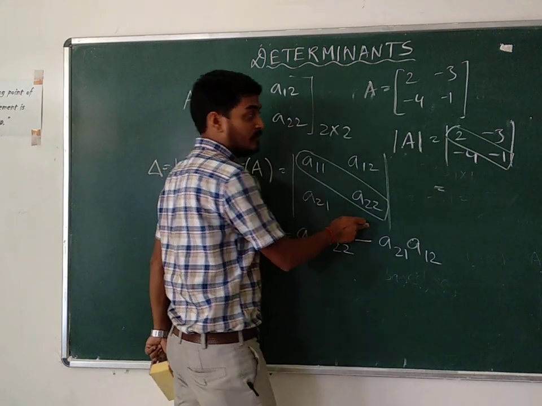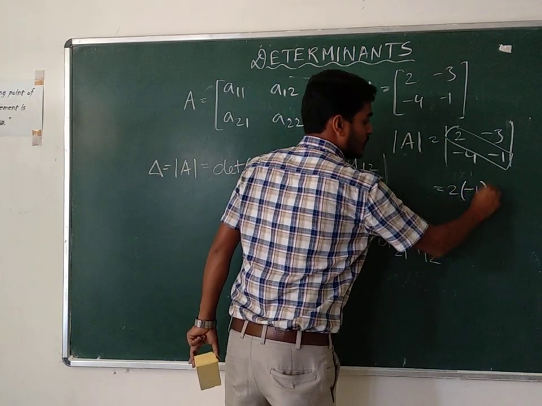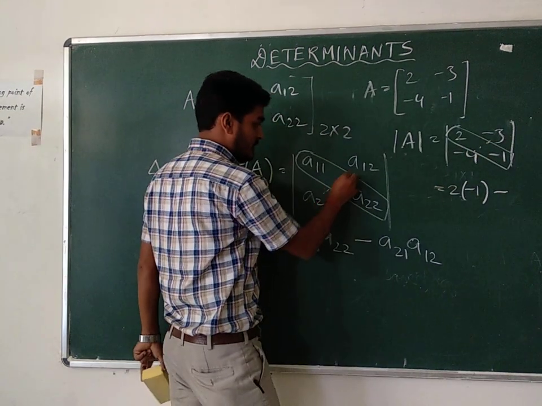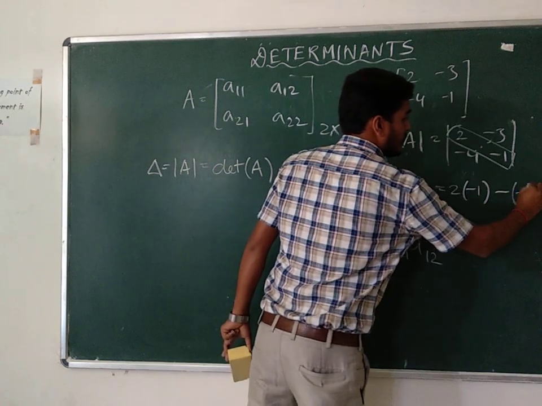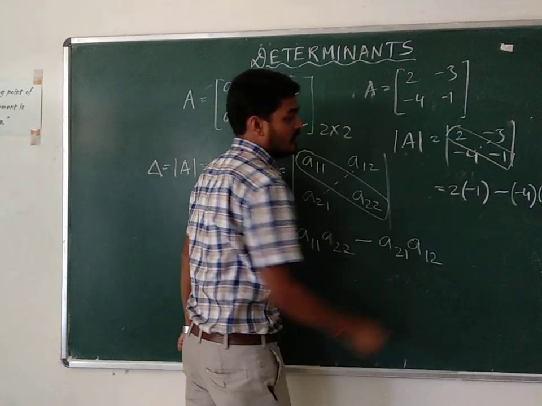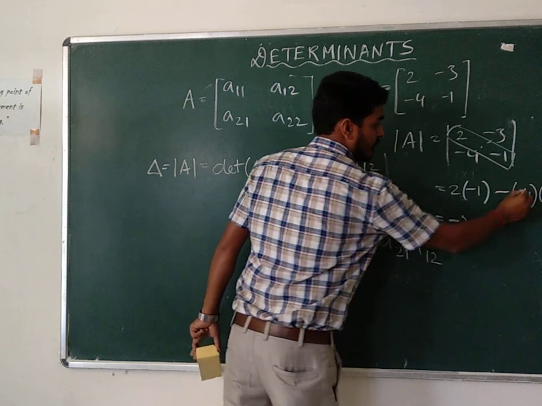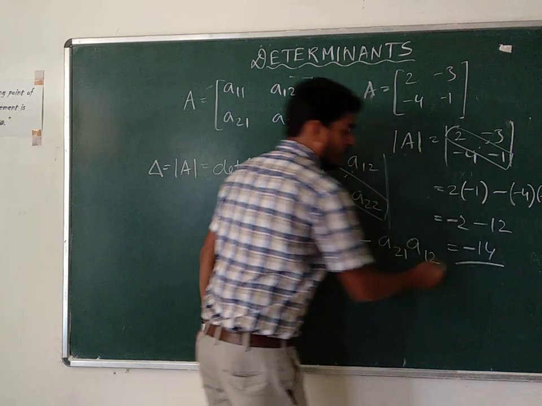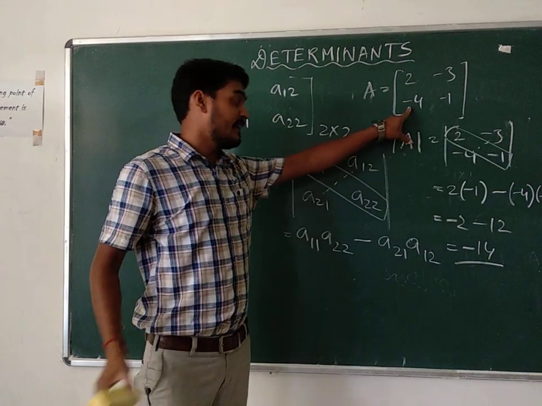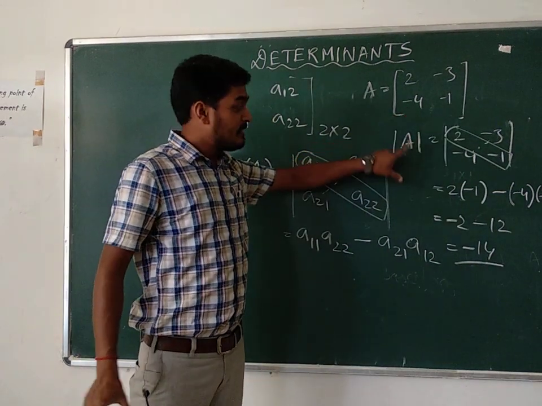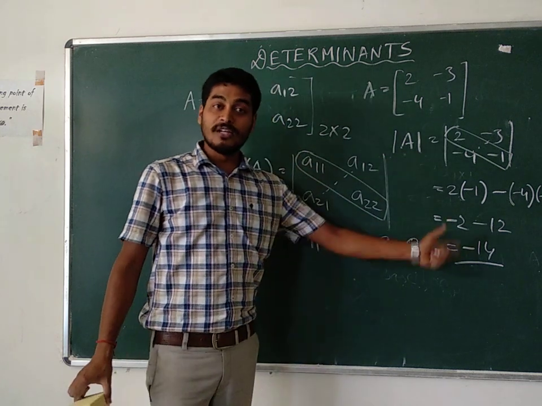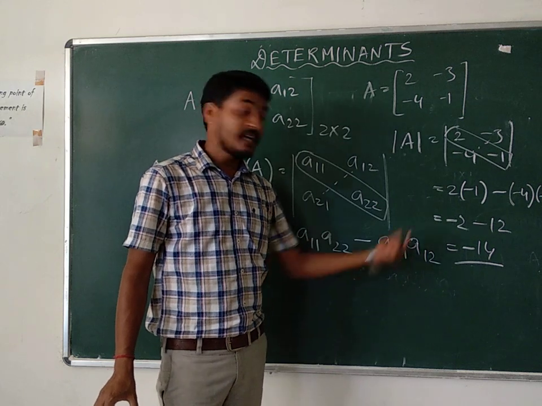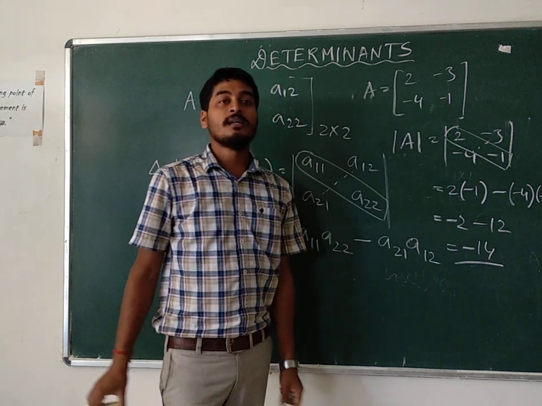First of all, diagonally multiply 2 into minus 1. Then the minus sign should be there. Then you have to multiply the non-diagonal elements, minus 4 into minus 3. Then what is the answer? Minus 2 minus 12, which is minus 14. So a matrix is an arrangement, but a determinant is nothing but a number, maybe real, complex, or maybe zero, whatever it may be. The determinant itself is a number associated with a square matrix.